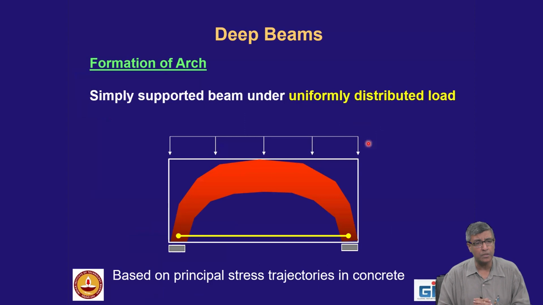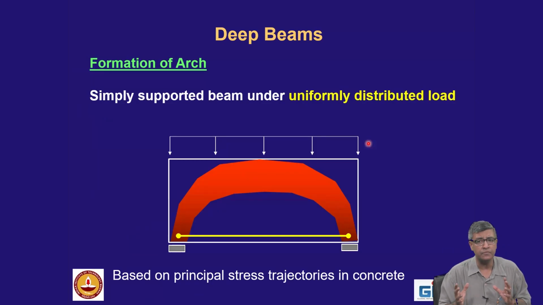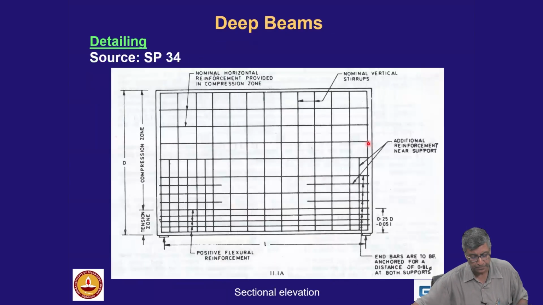If it's a distributed load, then we also have what is called an arch action. Now, arch versus strut and tie, it can be a mixed also. Now, there are energy-based principles to tell how much load is shared by an arch type, how much load is shared by a strut and tie. But typically, we keep it simple that under UDL, we will consider it to be an arch type formation rather than a direct strut and tie.